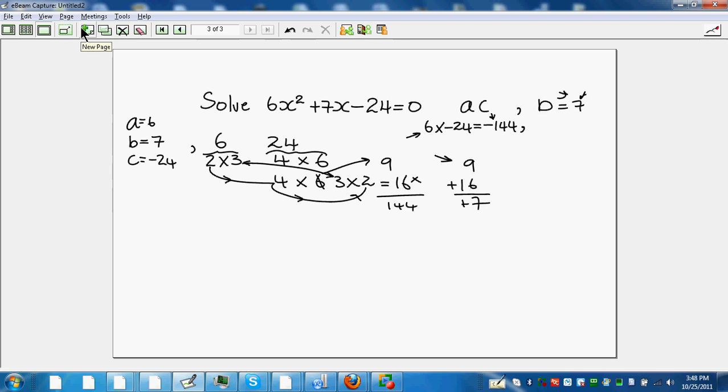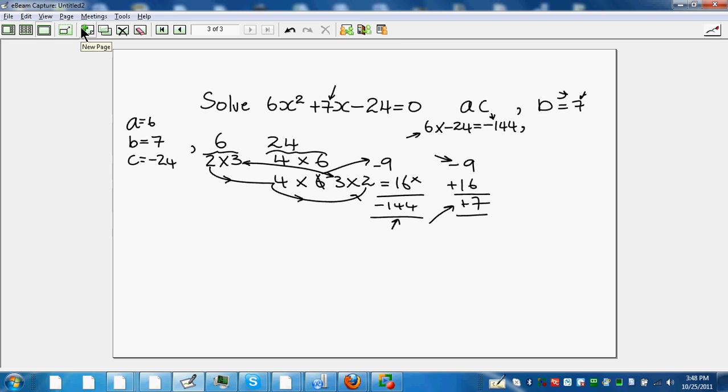So this will be positive 16 and negative 9. So let's try that. Negative 9 multiplied by 16 will give me negative 144, and negative 9 plus 16 would give me positive 7. So in that way, I would have found the factors of AC, which is minus 144, that when added together give me the coefficient of x, which in this case is 7, or what we call b.